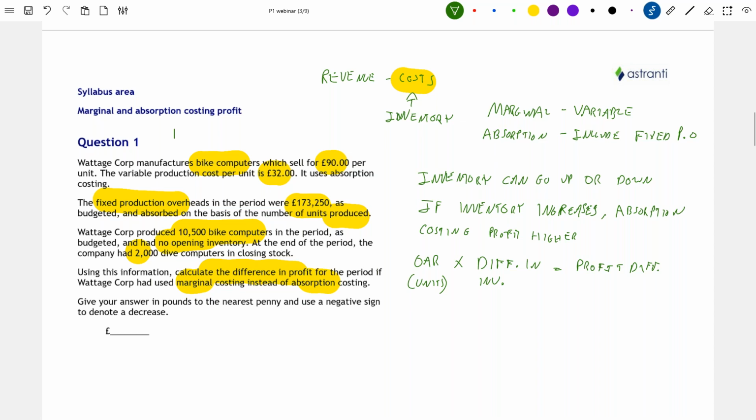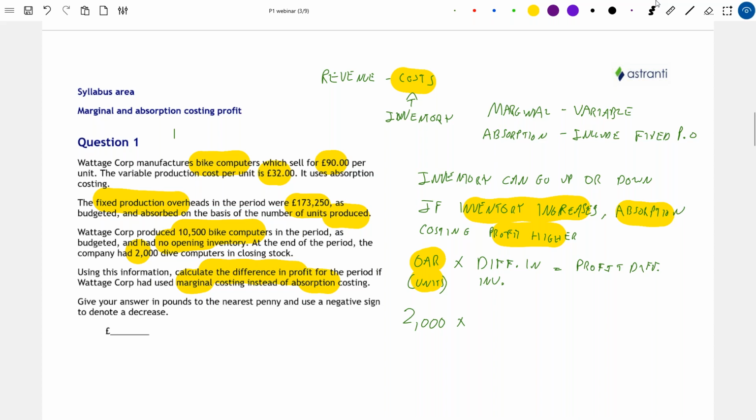So let's now relate these ideas back to the question that we have here. Well, we were told that the company had no opening inventory and 2,000 bike computers in closing stock. That is its closing inventory. Therefore, the inventory has increased during this period, and therefore absorption costing will show the greater profit. And how much did inventory increase by? Well, 2,000 units. So what about the overhead absorption rate?